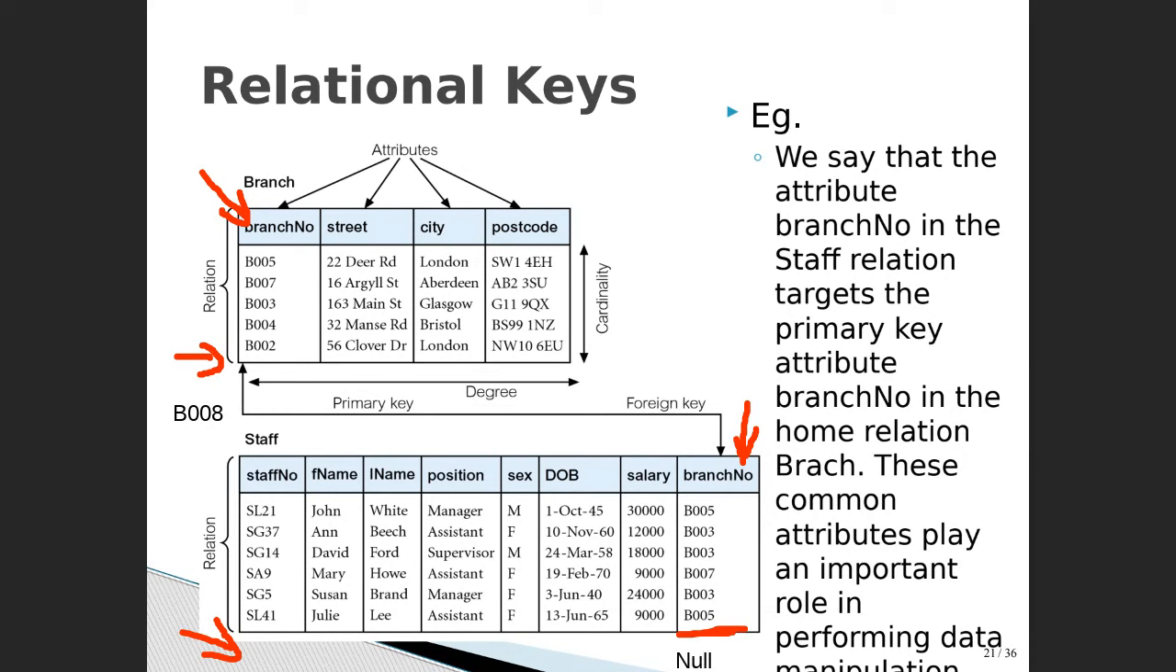All right. So can we put null in the home relation, in the primary key? Can we do that? No, it's breaking the rule, right? It's not acceptable. The value for the primary key attribute must not be null. So this is incorrect. In the foreign key, we can do that, but in the primary key, we cannot do it. It must not be null.